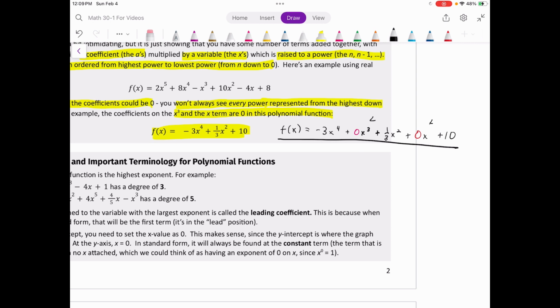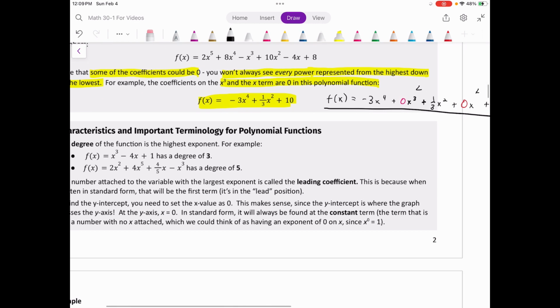It is a polynomial. It is in standard form from highest power of x to lowest. It just doesn't happen to have an x cubed or an x term. All right.